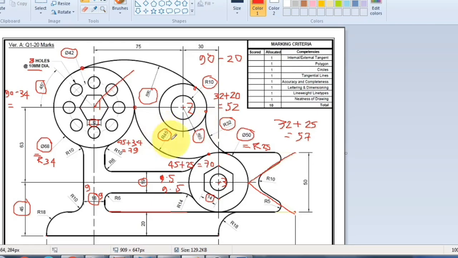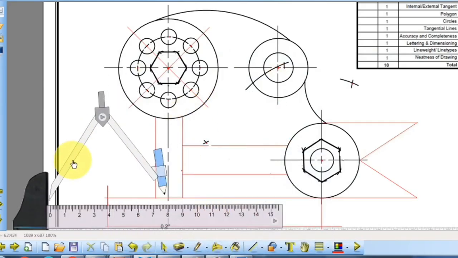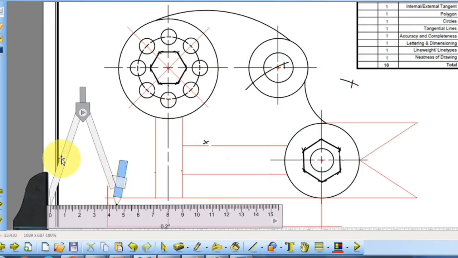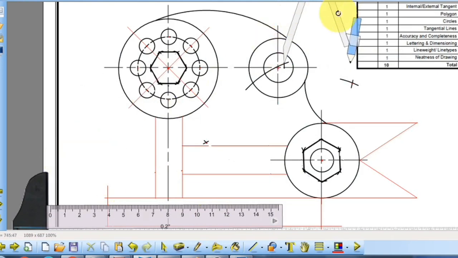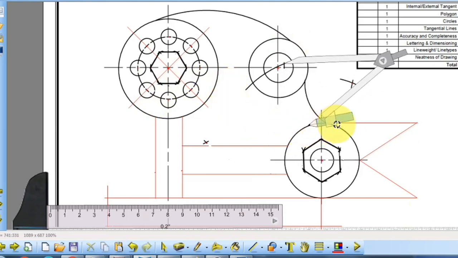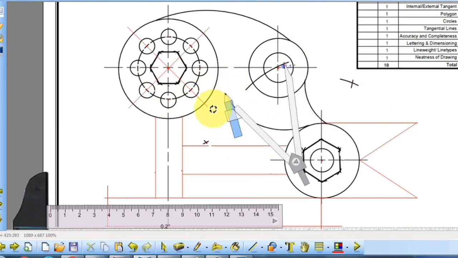Now we can open the compass to radius 45. So open your compass to radius 45. 45 is here. This is our center point. And we are going to see if it's touching. Check if it's touching. And it is touching. Perfect, yeah? So now we're going to draw an arc touching this circle.